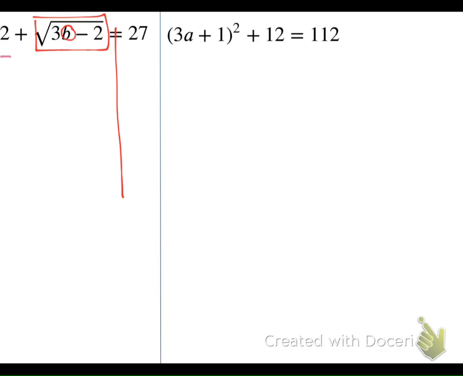Take -2. Good, Alex. We've missed you. My left side, what do I put? Right side? 25. Now what? Put a square, because the square root's by itself. So I'm going to square both sides. Whatever I do to one side, I do to the other. What do I write on my left?